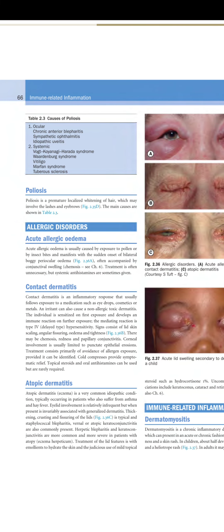And how do you treat it? You can treat it with just cold compresses. You can use oral antihistamines, and you can use a topical steroid as well. In case of the conjunctival reaction, with any type of allergy, the most common type of conjunctivitis is papillary conjunctivitis. Remember that.